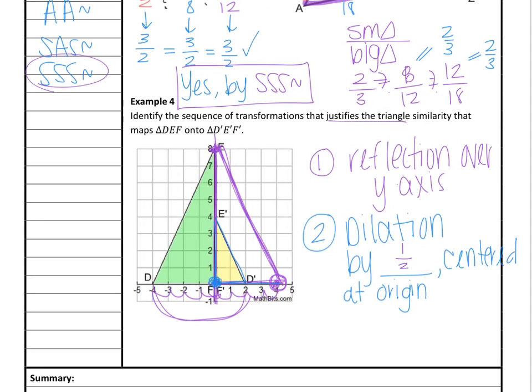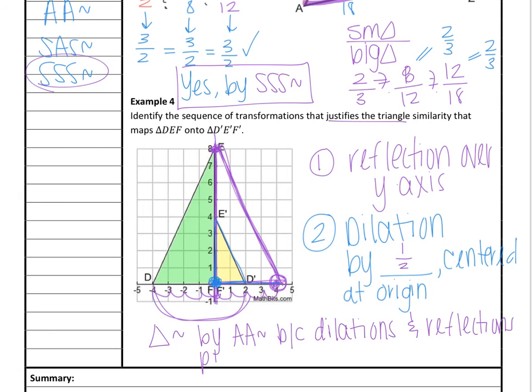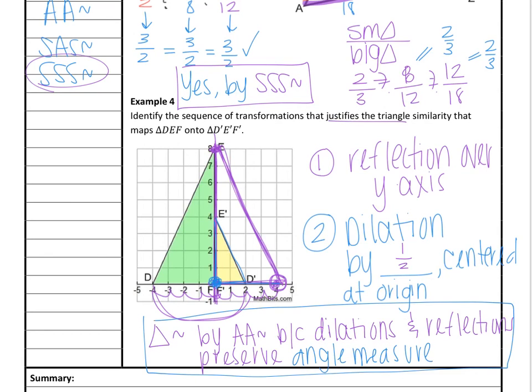And it does say to justify that the triangles are similar. So the triangles are similar by a similarity in this case, because dilations and reflections preserve, don't say distance because we're talking about similar triangles. Preserve angle measure. Remember, dilations don't preserve distance, but they do preserve angle measure. So in this case, the triangles are similar and only similar.